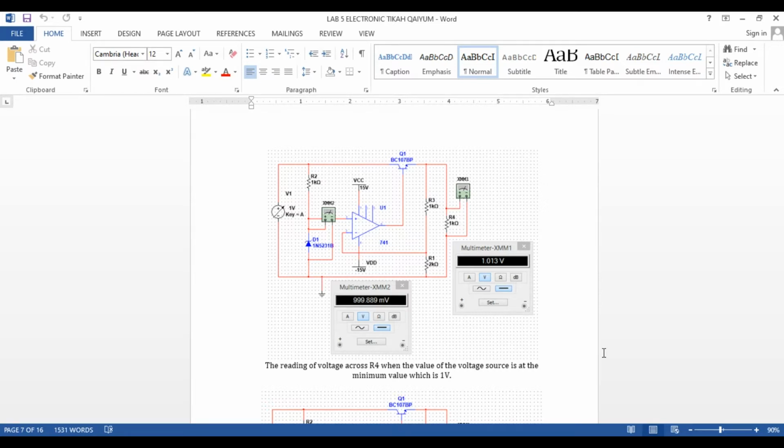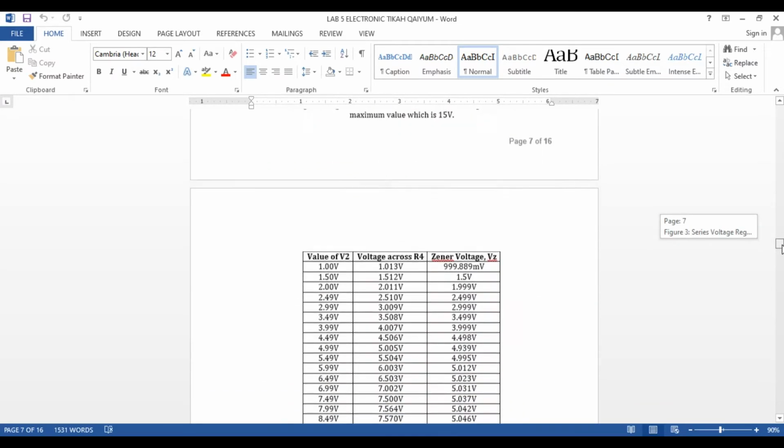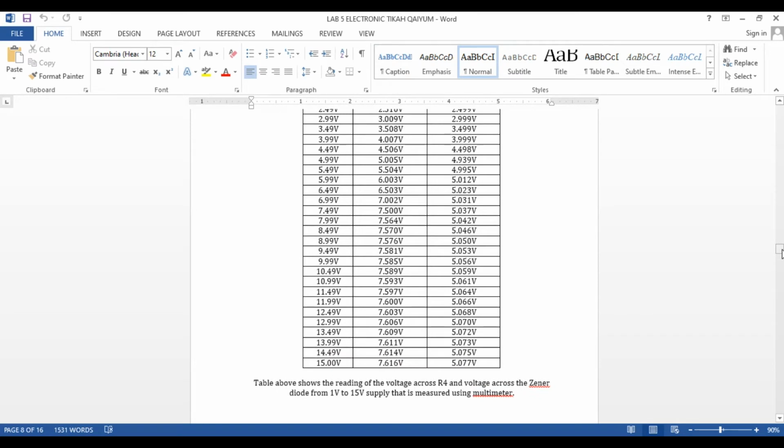We were asked to run the simulation on the circuit constructed and record the data of voltage across the R4 and the voltage across the Zener diode as we increase the value of the voltage source from 1 volt to 15 volt with an increment of 0.5 volt. From the tabulated data, we were asked to calculate the voltage across R4, or known as resistor load, when the Zener diode has reached the Zener voltage point. That is when the voltage across the Zener diode becomes stable.